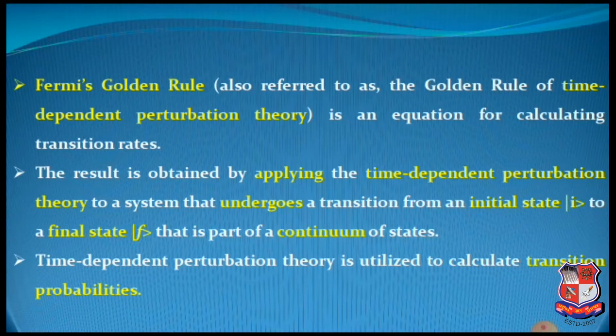The result is obtained by applying the time-dependent perturbation theory, which is a well-known theory from quantum mechanics, to a system that undergoes a transition from an initial state I to a final state F, that is a part of a continuum of the states. Time-dependent perturbation theory is utilized to calculate the transition probabilities. So, here we will identify how many electrons in a given time can transit from initial state I to final state F.